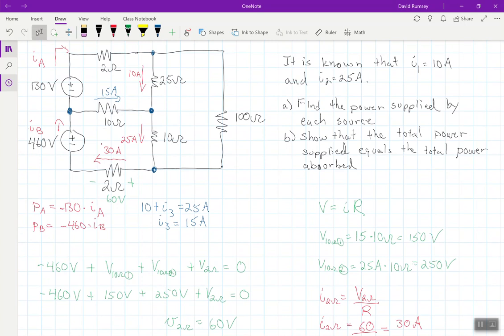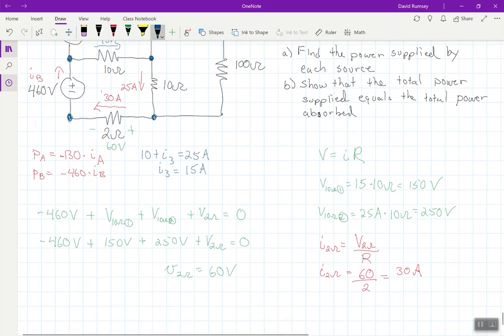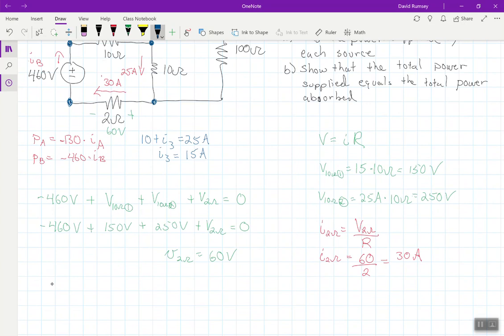Well, let's look at another node here. This node is a trivial node. I've got 30 amps coming into the node, and I have IB leaving the node. So I have right now what IB is, because 30 amps is entering the node. There's no other places for this current to go. IB is leaving the node. So I have then that IB is equal to 30 amps.